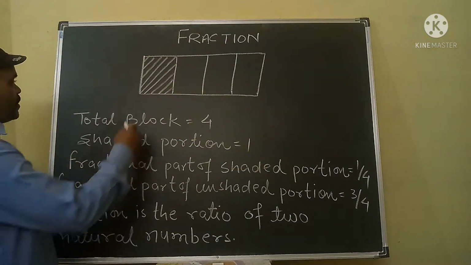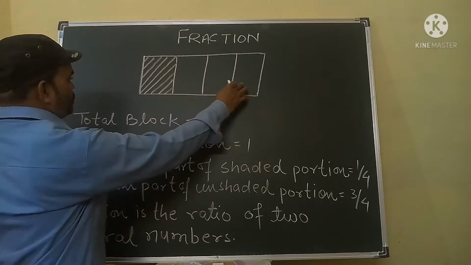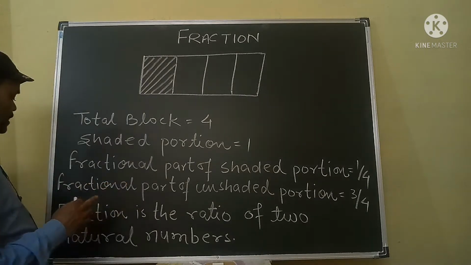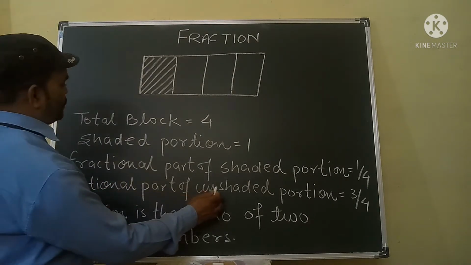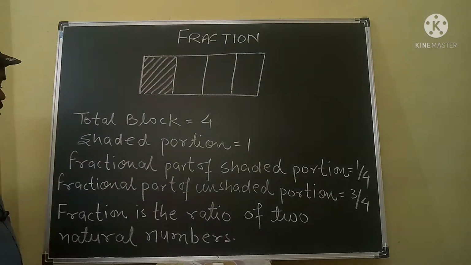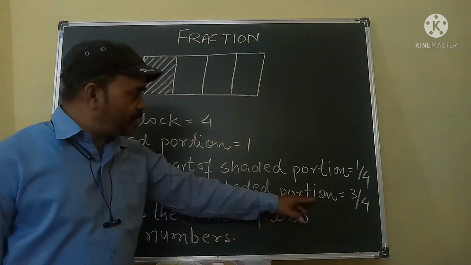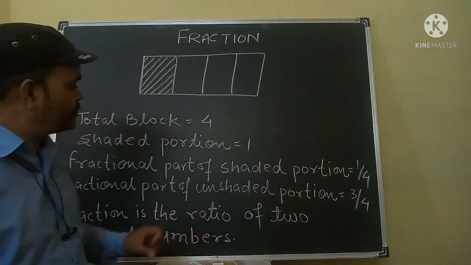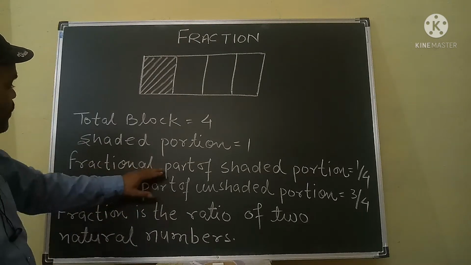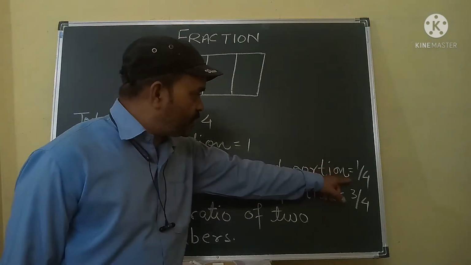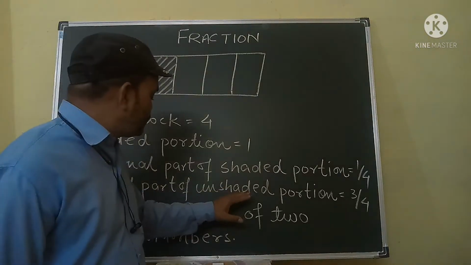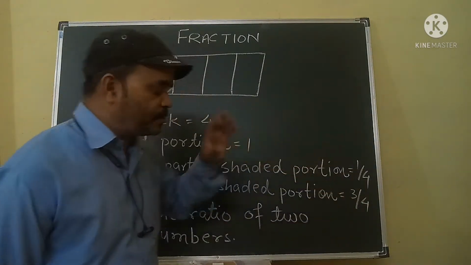Okay. And in these four blocks, 3 blocks are not shaded. That means the fractional part of the unshaded portion is 3 upon 4. My dear student, as you are looking, the fractional part of the shaded portion is 1 upon 4 and the fractional part of the unshaded portion is 3 upon 4.